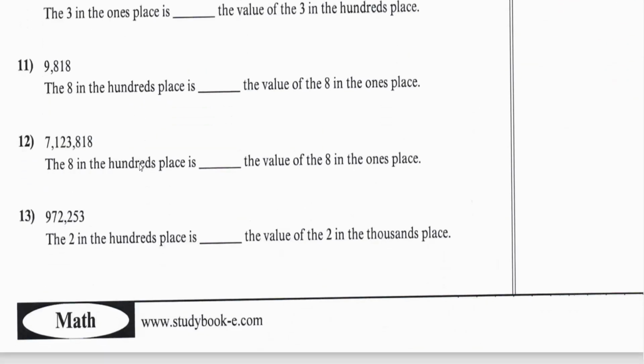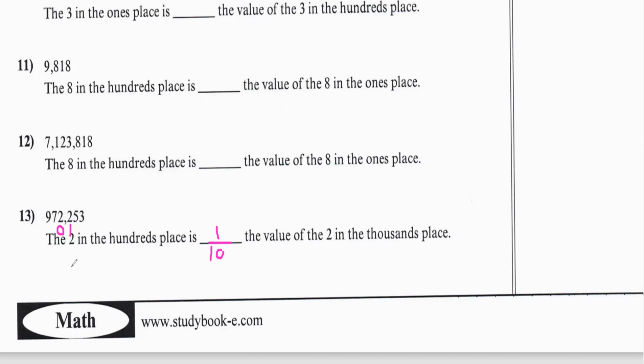The number 13, so the 2 in the hundred place is, what is the value of the 2 in the thousands place? So this is the 2 in the hundred place, and the thousands place, this one I have to compare with the thousands place, so there is another 0. Since I'm putting the 0 on the left side, you have to divide by 10, also 1 over 10, that means 1/10 the value of the 2 in the thousands place.